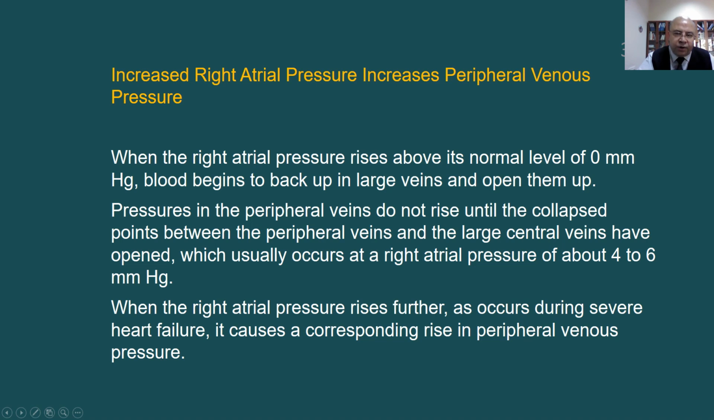Increased right atrial pressure increases peripheral venous pressure. When the right atrial pressure rises above its normal level of 0 mm mercury, blood begins to back up in large veins and open them up. Pressures in the peripheral veins do not rise until the collapsed points between peripheral veins and the large central veins have opened, which usually occurs at a right atrial pressure of about 4 to 6 mm mercury. When the right atrial pressure rises further, as occurs during severe heart failure, it causes a corresponding rise in peripheral venous pressure.